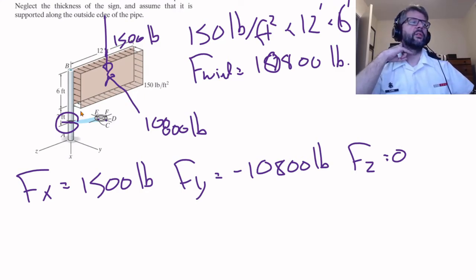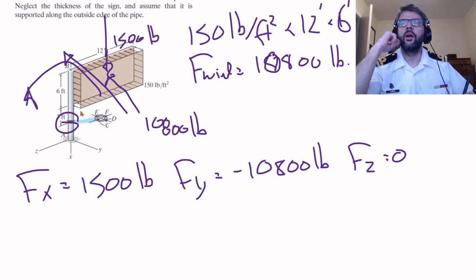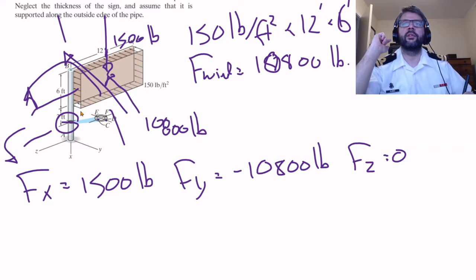And then the moments that would result. We're going to end up with moments about all axes. The 10,800 pounds is pushing in this direction, which means it's causing a moment about the x-axis, so we've got some torsion going on. Also, the fact that it's separated from A by a certain distance means it's also going to cause a moment about the z-axis. And then this 1,500 pound force, the fact that it's separated from A by an offset in the z-axis is going to cause a moment about the y-axis.